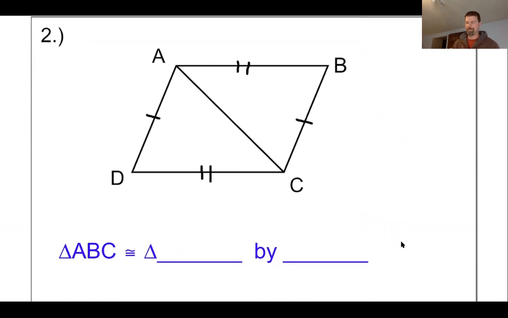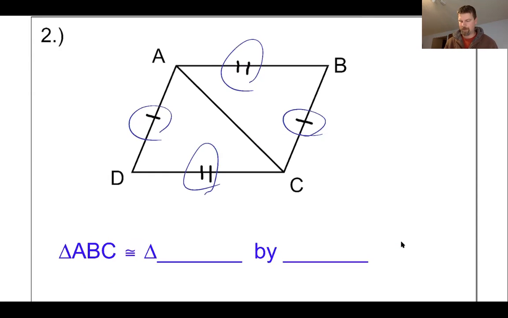See if you can get this one. This one was from yesterday's video, I believe. All right, those sides are equal. Those sides are equal. And they share a third side. So that third side is also going to be equal. So these triangles are congruent by side, side, side.